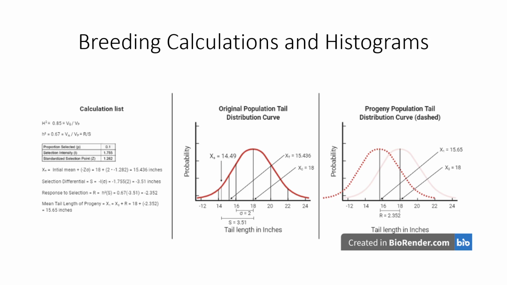Finally, we move to the progeny histogram in order to find the mean tail length of the offspring. To find this value, we must use the selection differential and the realized heritability. The multiplication of these two values gives us a decrease in tail size of 2.35 inches, making the mean tail length of the progeny 15.65 inches.